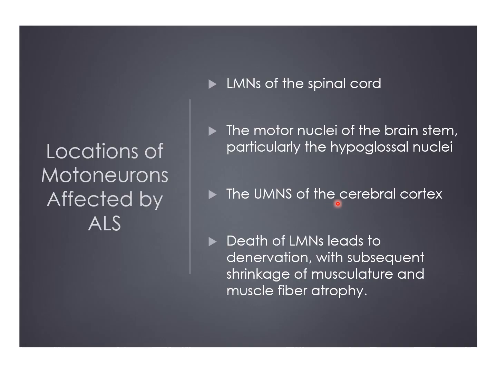ALS also affects the upper motor neurons of the cerebral cortex. The death of the lower motor neurons that are affected by ALS leads to denervation, and then we get shrinkage of musculature and muscle fiber atrophy. So one of the common clinical manifestations you see with patients with ALS is this overall muscle atrophy throughout the body as they lose that lower motor neuron innervation, and the muscles aren't activated and they just start to shrink and atrophy.